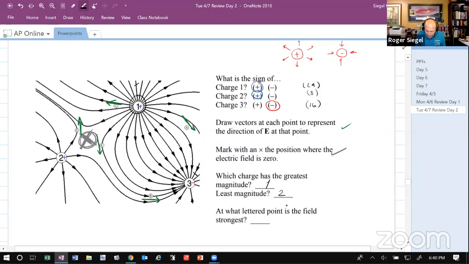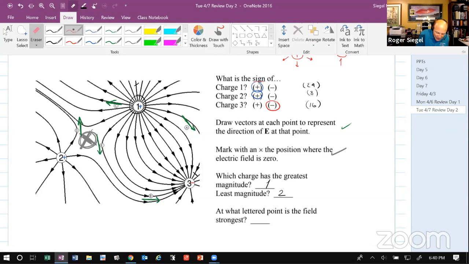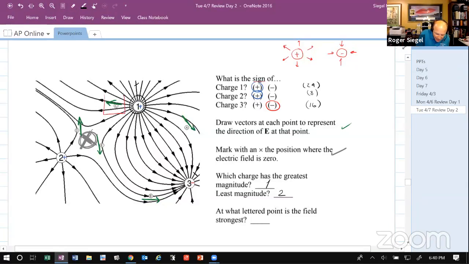Okay, and then at what lettered point is the field the strongest? So the field is going to be the strongest where those lines, again, are closest together, are densest. And so if I look, it looks like it could be 2 places. I'm going to highlight each place. It looks like it could be C, they're pretty close there, or it could be B. And I've got to say, it looks like B is denser than C. So I'm going to go ahead and put B as the place where the field is the strongest. I think that's going to get us there.